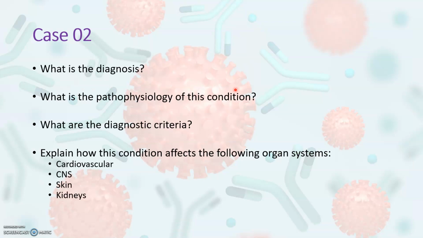Okay, so we want you to think about what's the diagnosis, the pathophysiology of this condition, if there are any diagnostic criteria for this condition, and if you can explain how the condition affects the cardiovascular system, the CNS, skin or kidneys. Pause the video and see if you can answer these questions.